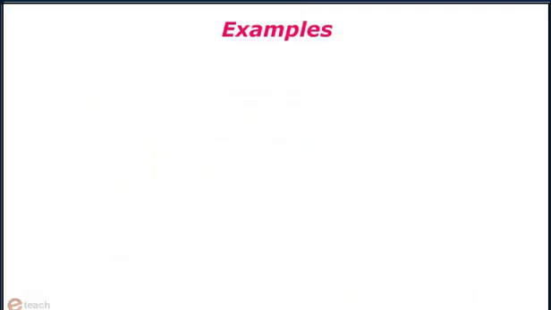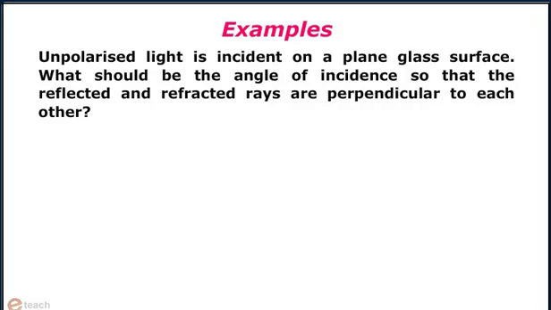Let us have another example. Unpolarized light is incident on a plain glass surface. What should be the angle of incidence so that the reflected and refracted rays are perpendicular to each other? Let us have the solution.